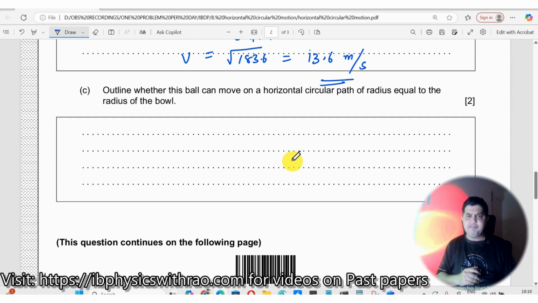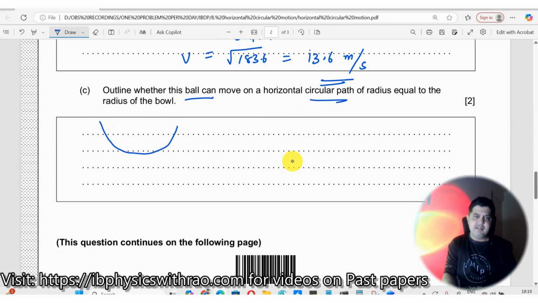Outline whether the ball can move on a horizontal circular path of radius equal to the radius of the ball. Outline whether this ball can move on a horizontal circular path. Now this is the ball over here. Now this is moving like this over here. Okay. Now mg force is acting over here. N was acting like this. Okay. This ball can move on a horizontal circular path.